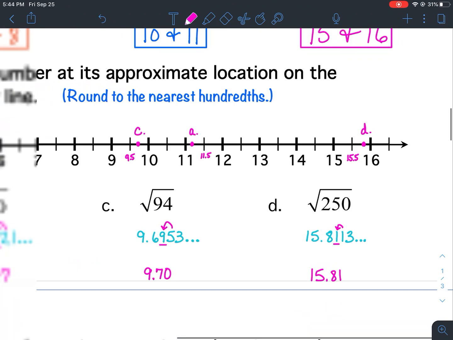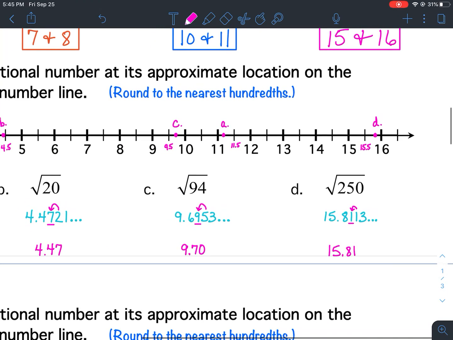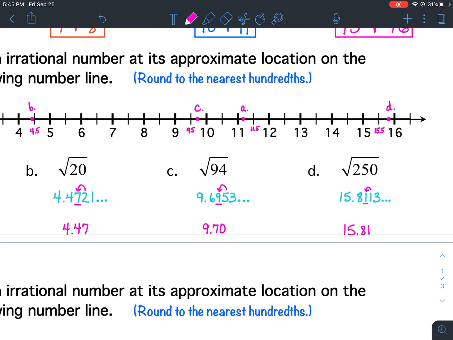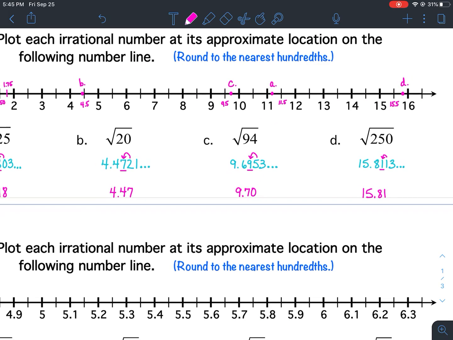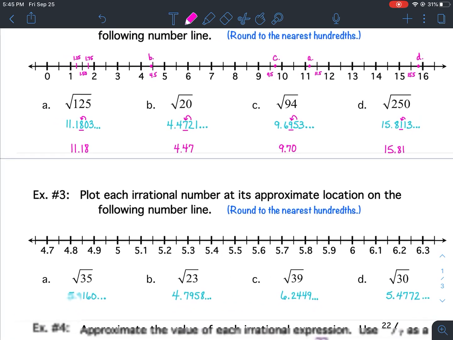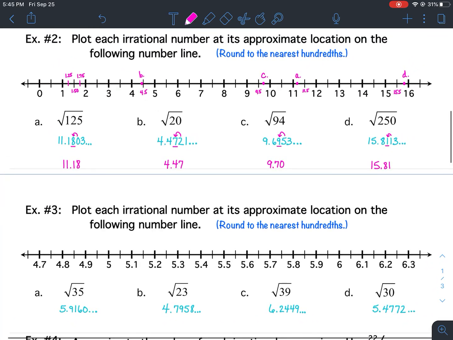Again, these are approximate locations. If your point isn't exactly the same place as mine, that's okay, as long as it's in the general area. If you have any questions for example 2, please let me know.